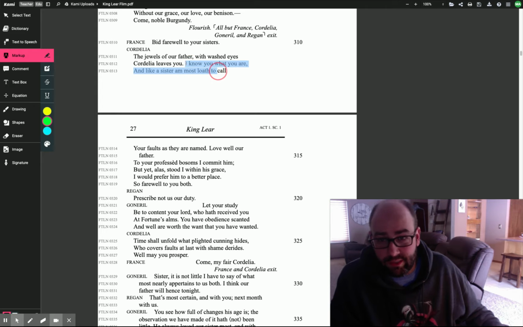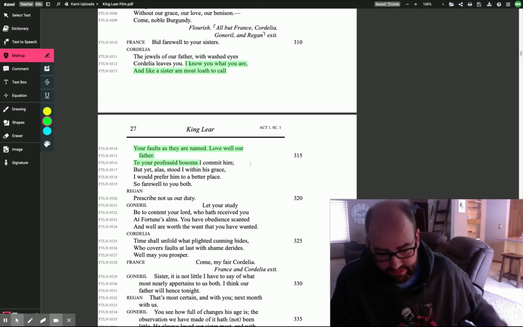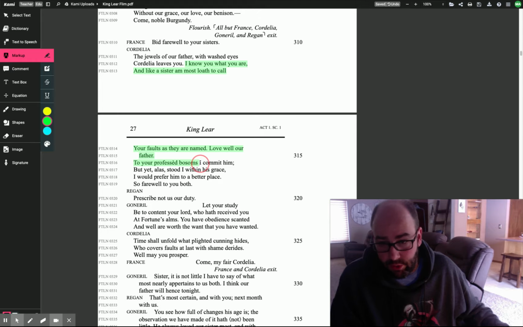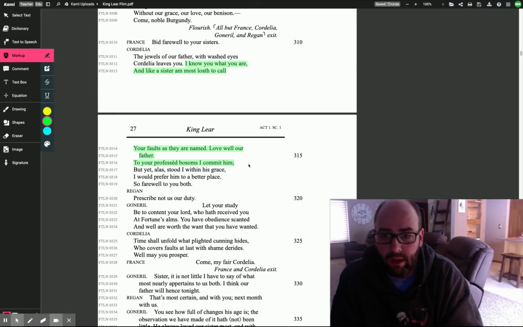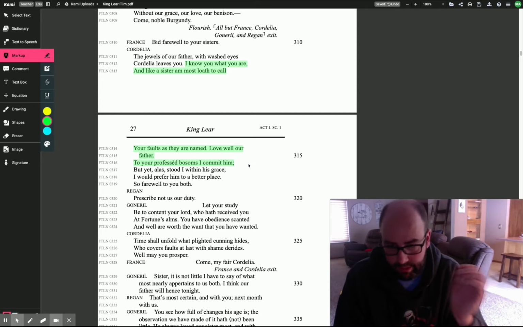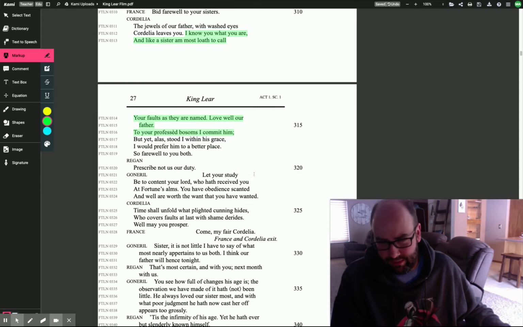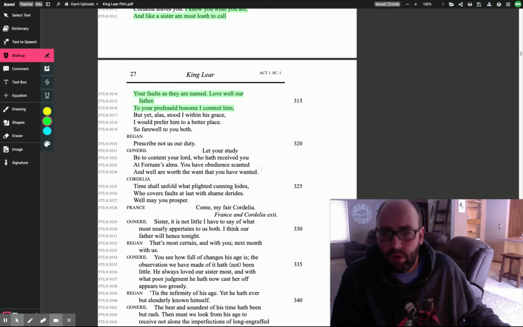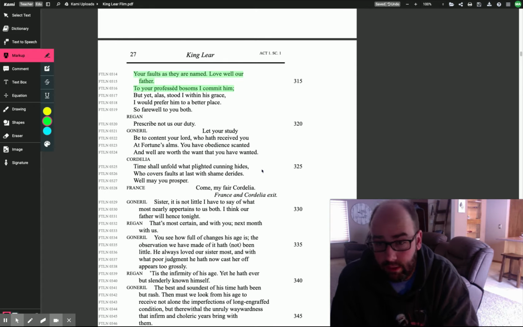She's like calling her sisters out right here. So we're going to highlight in green again. And kind of telling them off, right? Like, you said you loved him the most, so now he's yours. To love well our father, to your professed bosoms I commit him. And yet, alas, stood I within his grace, I would prefer him to a better place. So farewell to you both. She knows that Regan and Goneril are not going to take care of him.